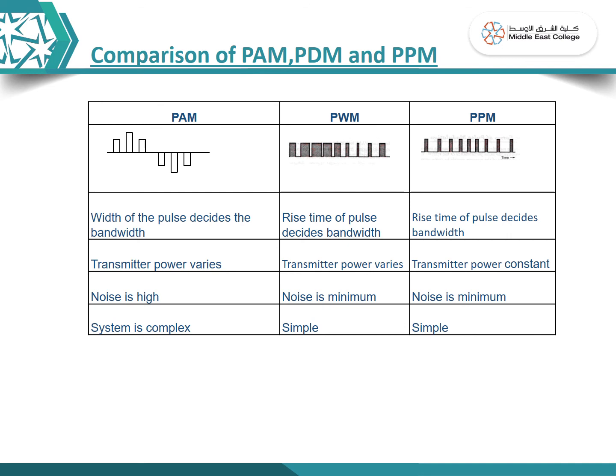Now here the amplitude is changing, so it will be more prone to noise. So noise will be high. But here the amplitude is fixed. Here also the amplitude is fixed, so noise is minimum. Now this system, because the amplitudes are changing, is a complex system. But this is a simple system, and this is also a simple system. That is the comparison of PAM, PDM and PPM.